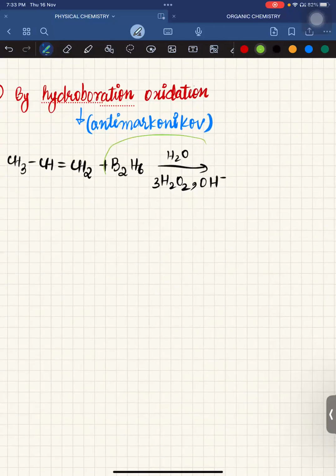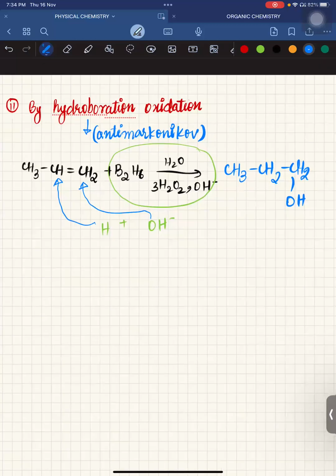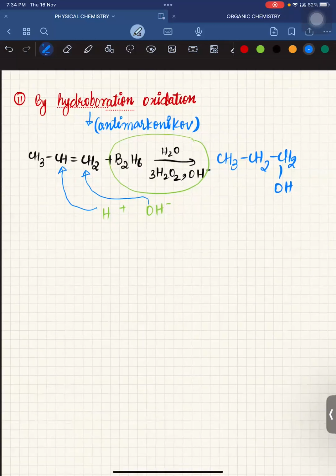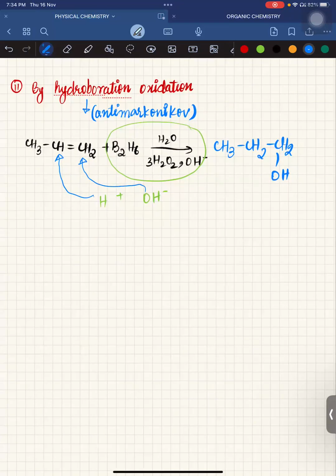From this reagent, you will be getting two things, H plus and OH minus. Now basically, this OH minus will go to that carbon which has greater number of hydrogen. Negative part will go to that carbon which has greater number of hydrogen, and positive to that carbon which has lesser number of hydrogen. So you will be getting CH3, CH2, CH2OH. It is just like anti-Markovnikov. Are you getting my point? So it is the opposite of Markovnikov's.